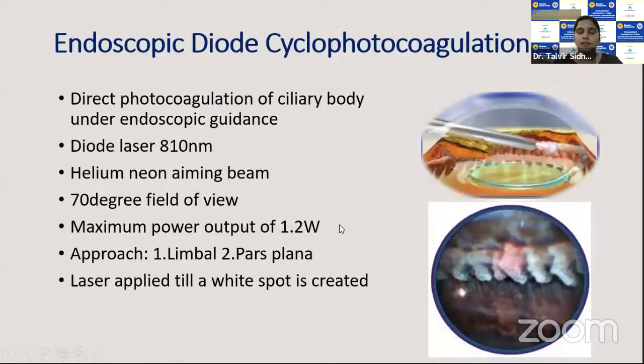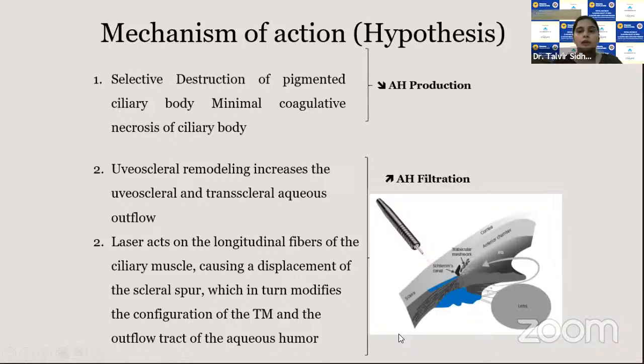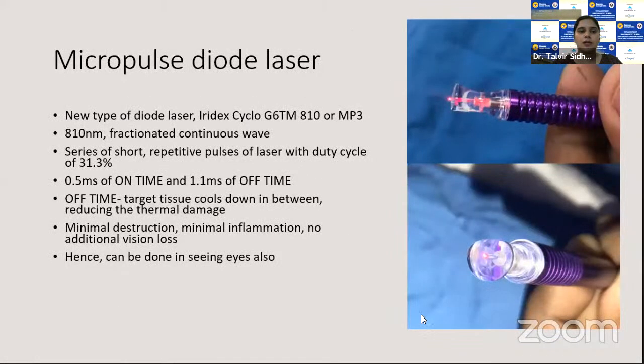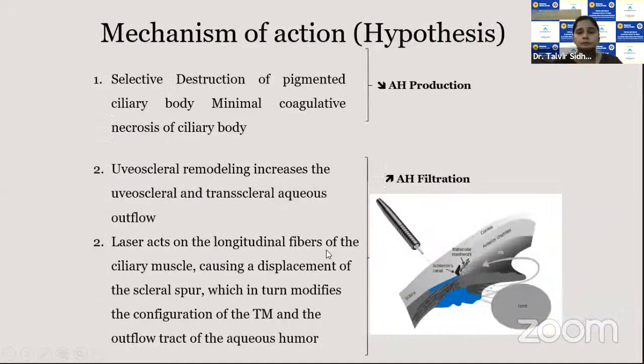In endoscopic cyclophotocoagulation, the photocoagulation is done from the inside, from the limbal route or the pars plana route. And we also have nowadays micropulse diode laser, which has a very small duty cycle, due to which it gives very less inflammation. Even in seeing eyes where multiple surgeries have been done already, you can do a diode laser. It decreases aqueous humor production by selective destruction.